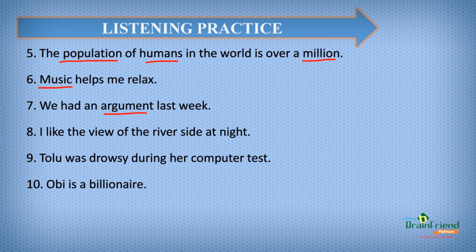Sentence 8. I like the view of the riverside at night. We have view. Sentence 9. Tolu was drowsy during her computer test. We have during and computer. Lastly, we have sentence 10. Obi is a billionaire. We have billionaire.